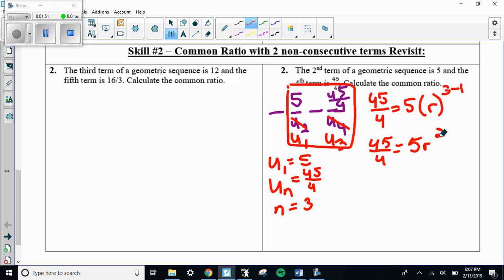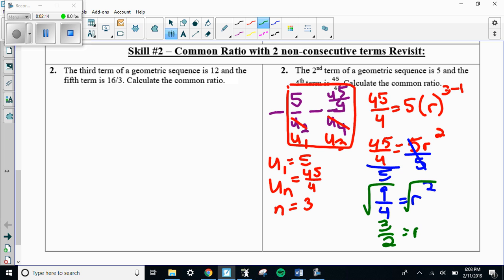Then in order to solve for this, my next step algebraically is going to be to divide by 5 on both sides. So on the left-hand side, you're going to get 9 over 4 is equal to r squared. And then in order to get rid of the squared, what we're going to do is square root both sides. And we're going to find that when we square root in our calculator, we're going to get 3 over 2 as our common ratio value.